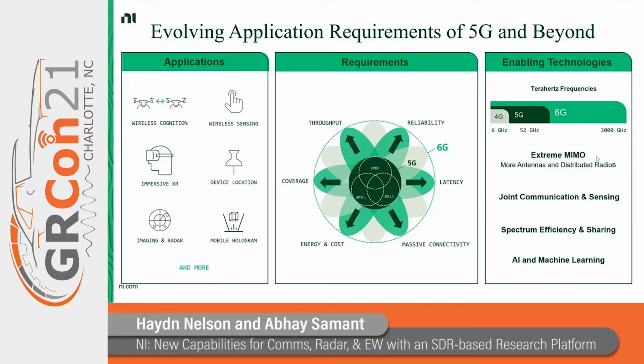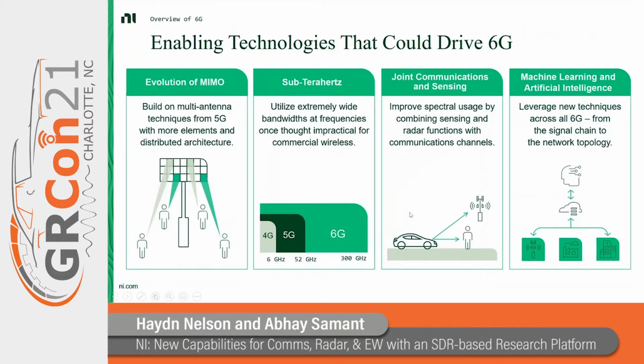And when we look at the requirements for some of the enabling technologies that could drive 6G, it's really evolving the capabilities of MIMO, sub-terahertz, joint communication and sensing, machine learning and artificial intelligence. All these technologies are going to be driving factors in what 6G will become. And so we've looked at all these different things and said, all right, what do we need to bring to the engineer out there to be able to prove this technology today?